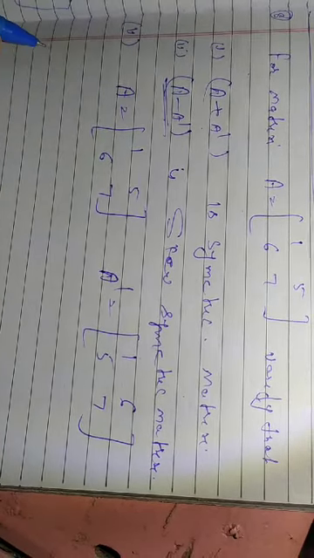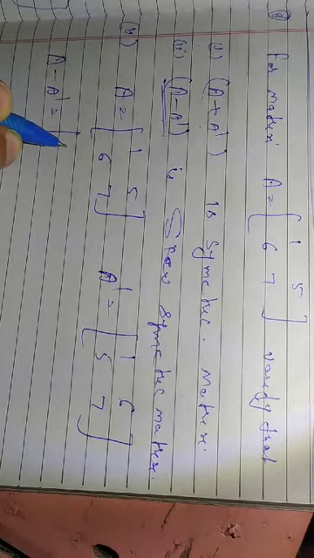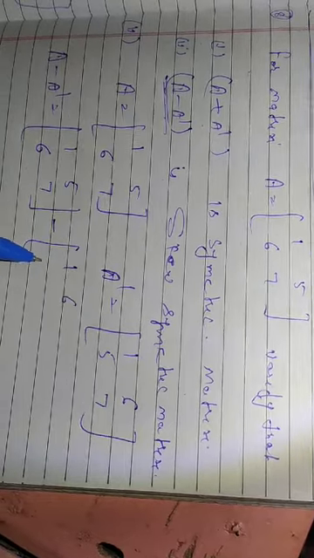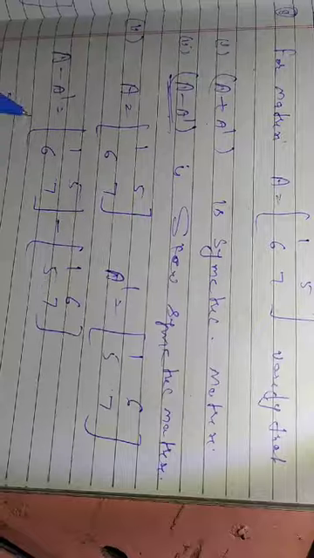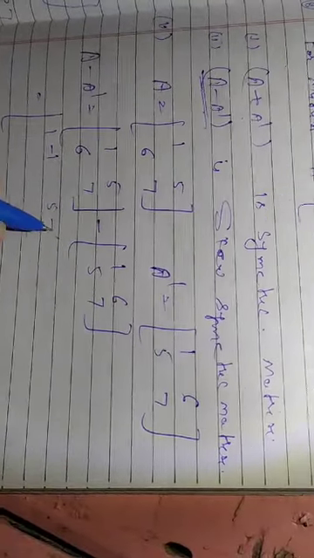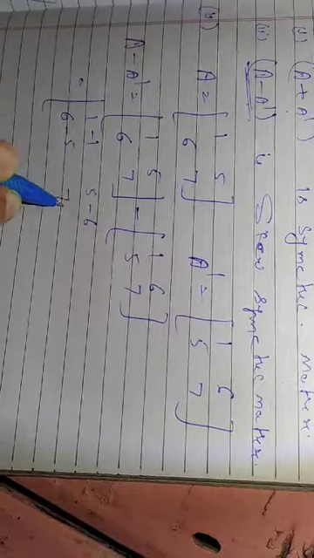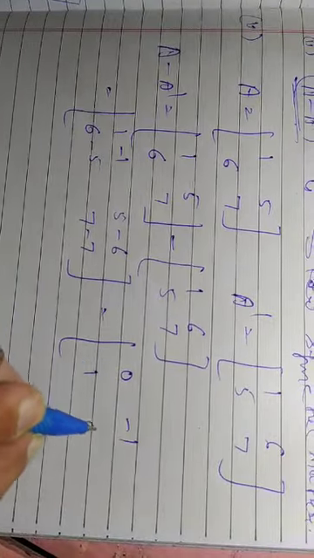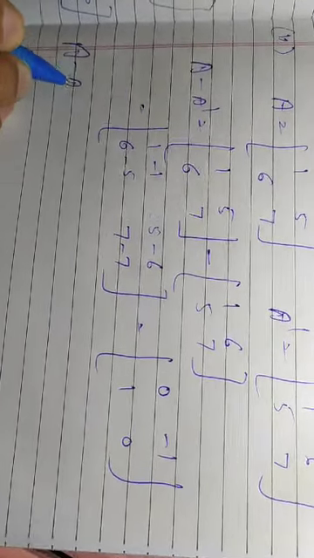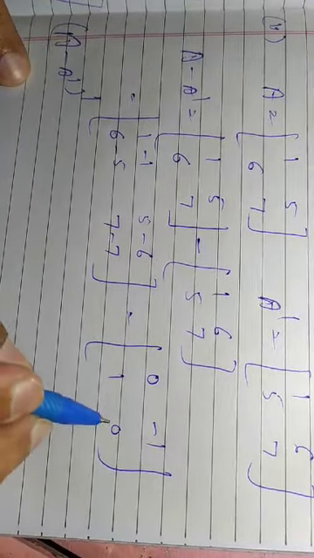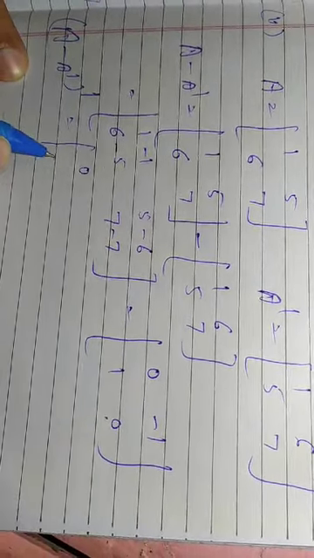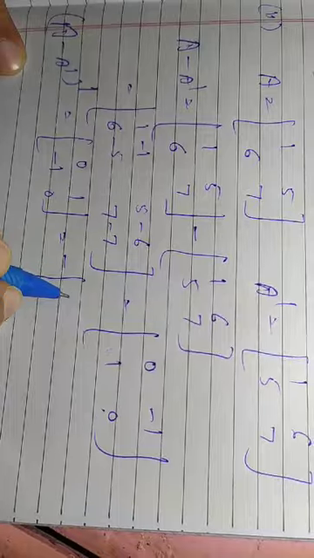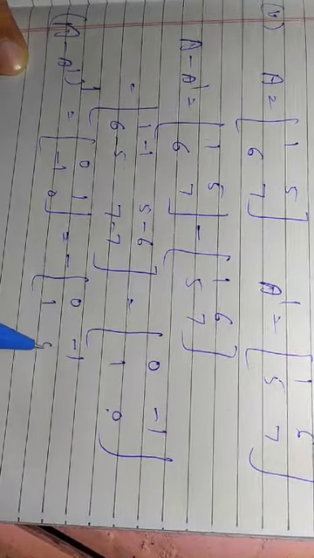Find firstly A minus A transpose. 1, 5, 6, 7 minus 1, 6, 5, 7. That is 1 minus 1, 5 minus 6, 6 minus 5, 7 minus 7. So it is 0, minus 1, 1, 0. Now the transpose of A minus A transpose: transpose of this matrix is 0, minus 1, 1, 0. Taking minus common, minus of 0, minus 1, 1, 0.